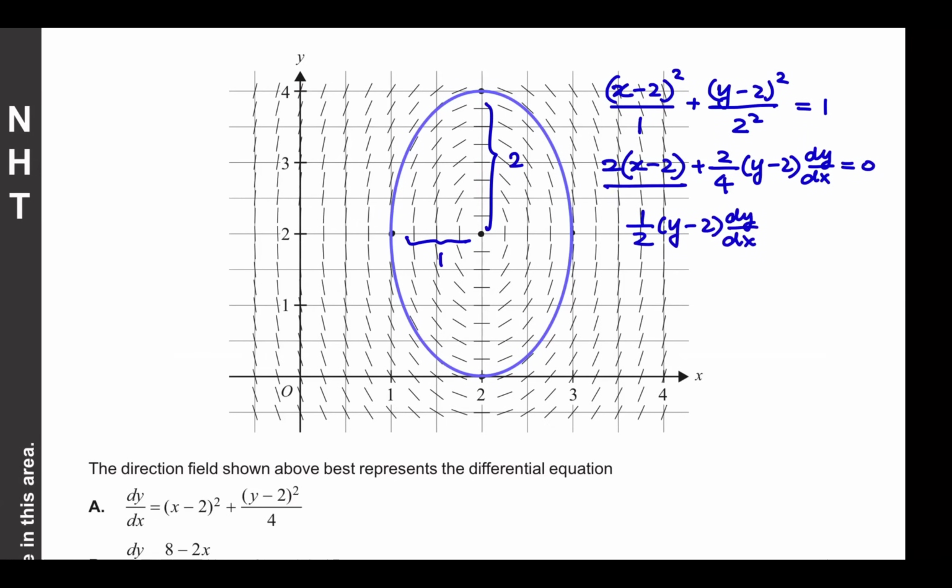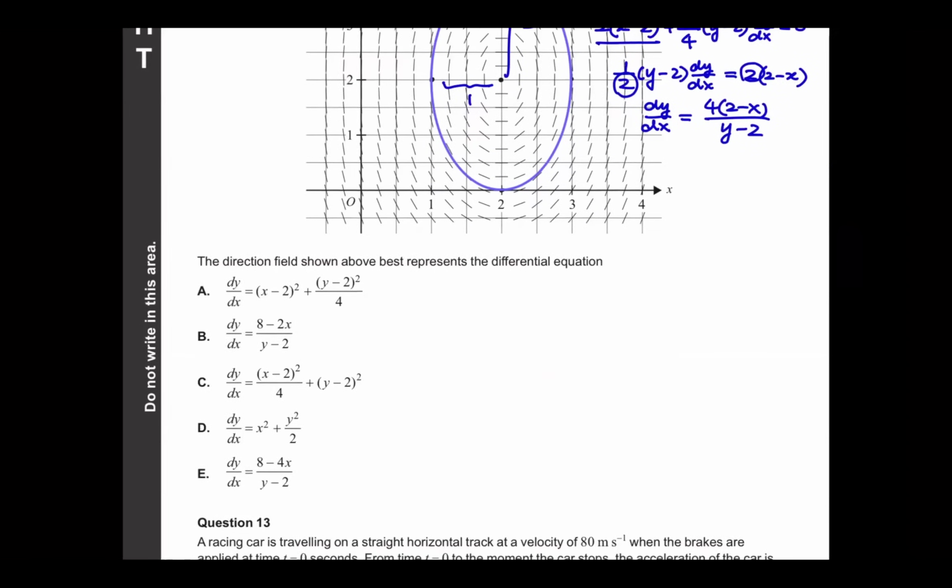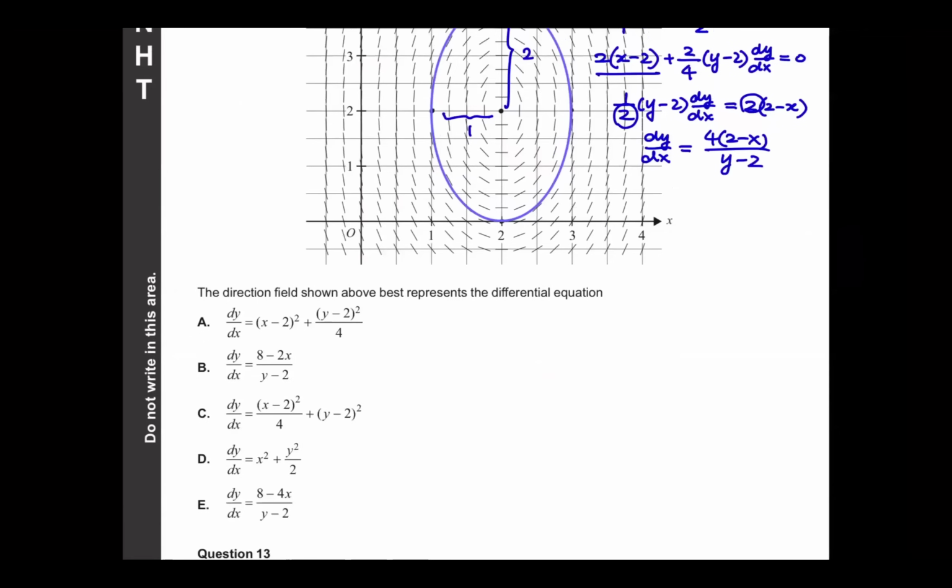And you push this term to the other side of the equation, you get 2 lots of 2 minus x. Negative 2x minus 2 is 2 times 2 minus x. And then your dy dx is 2 times 2, which is 4, 4 lots of 2 minus x divided by y minus 2. And that's how you could get a possible differential equation, which should indicate option E.